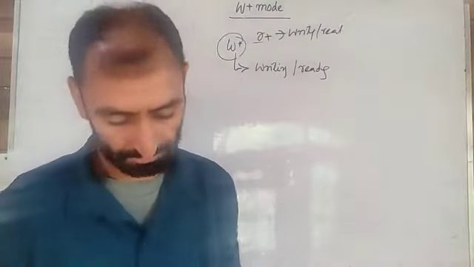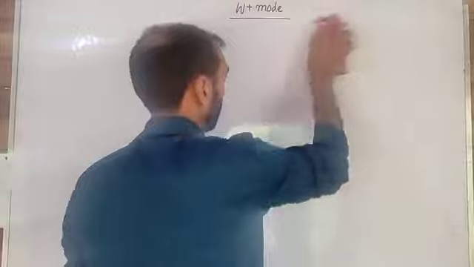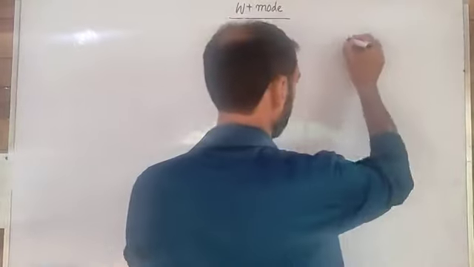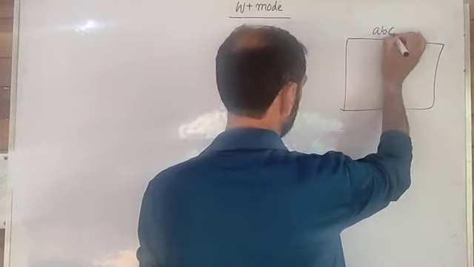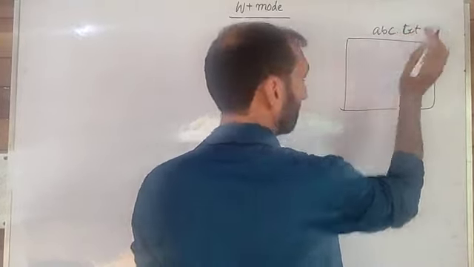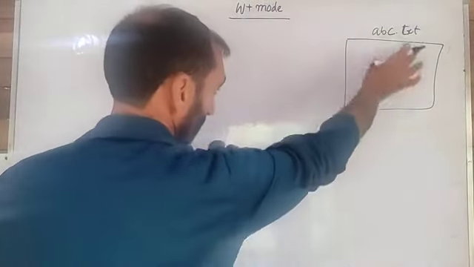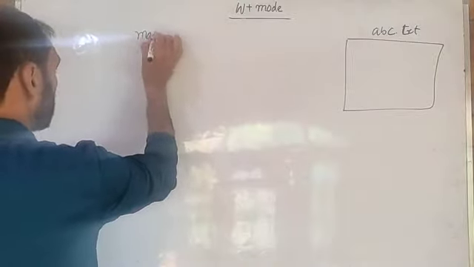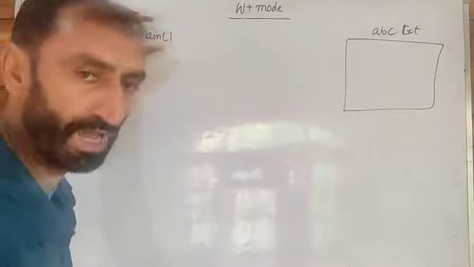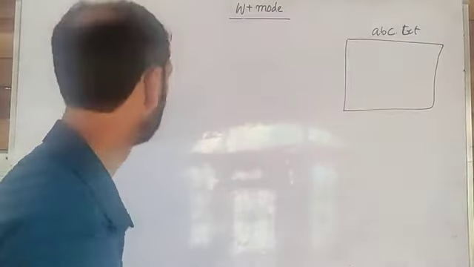So first of all, for example, I have a file in the hard disk. This is my file in the hard disk. For example, the name of this file is abc.txt. First of all, I will write here a small program, and then with the help of that program, we will discuss the working of this R plus mode, W plus mode.